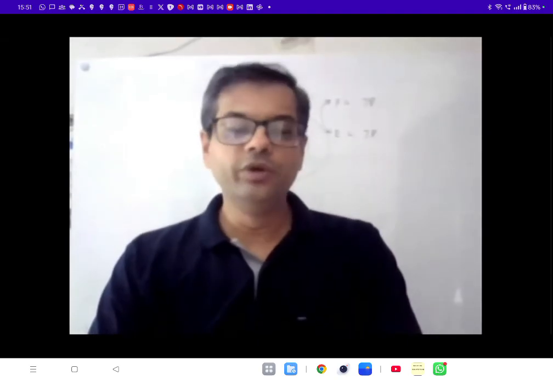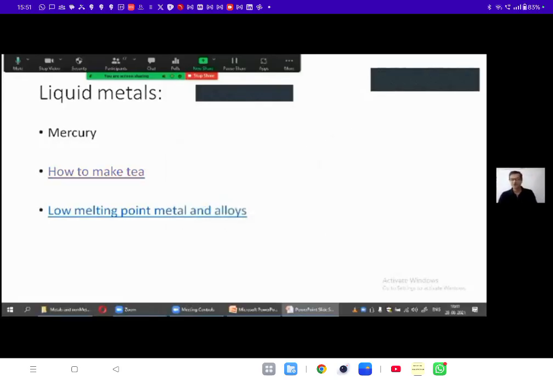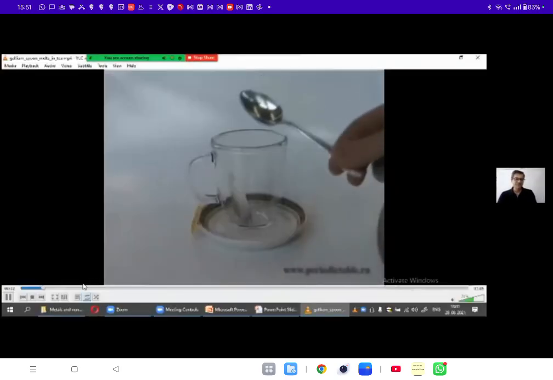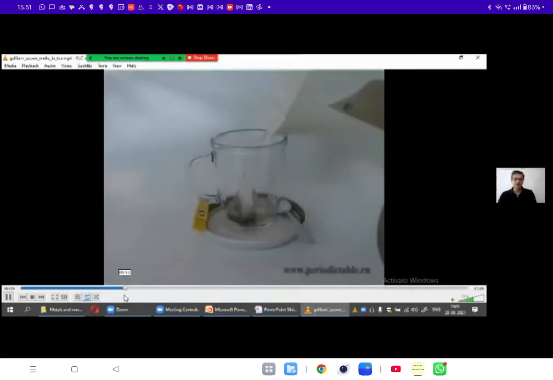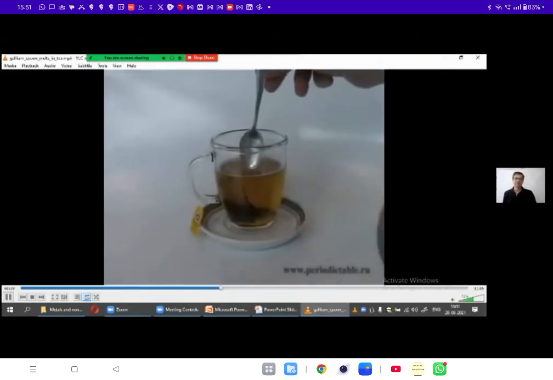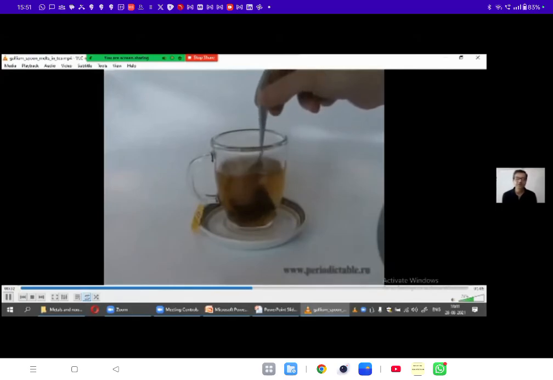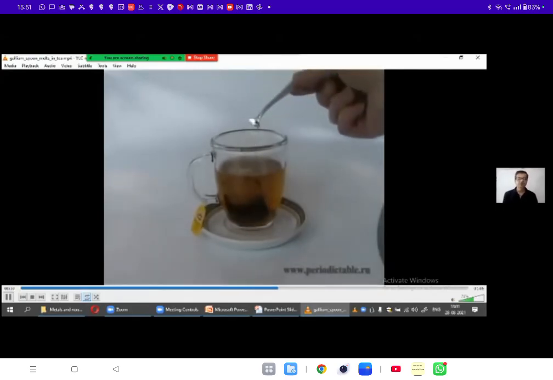Now these are liquid metals. This video you had seen probably, how to make tea, when we were having that parents meeting. Here this person has a spoon, and what he will do is put some boiling water and a tea bag and try to mix it with the spoon. See what happens. You mix it, you will find that surprisingly this spoon vanishes. Why is it vanishing? Who is eating the spoon?